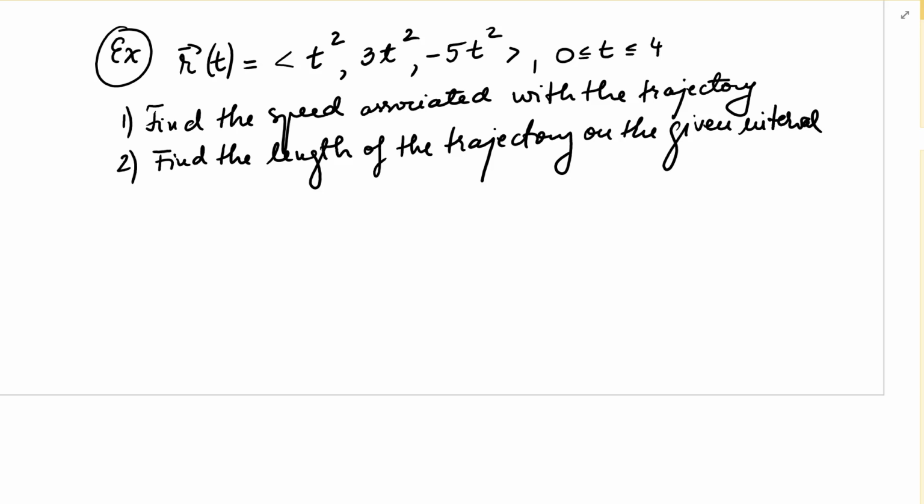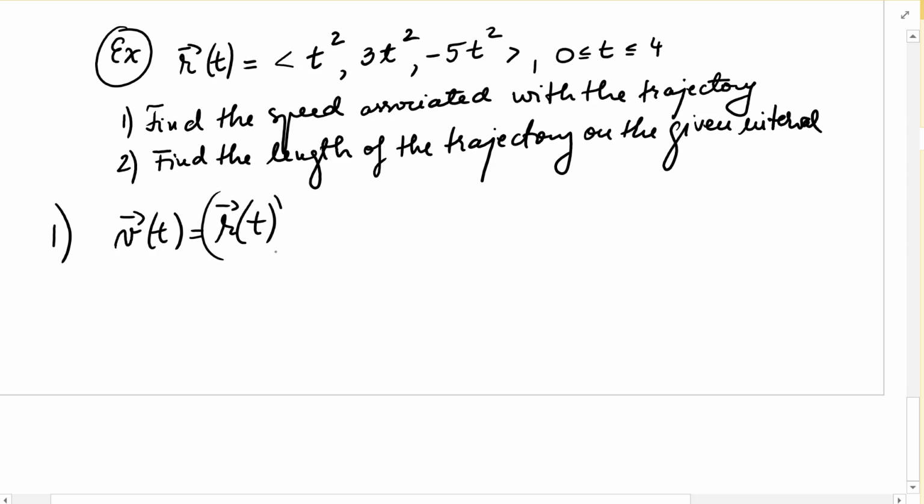Let's solve this example. Let's say we have the trajectory r of t. T is between 0 and 4, and we want to find the speed associated with the trajectory and the length of the trajectory on the given interval. So let's start with 1. First of all, v of t is the first derivative of r of t. So we get 2t, 6t, negative 10t.